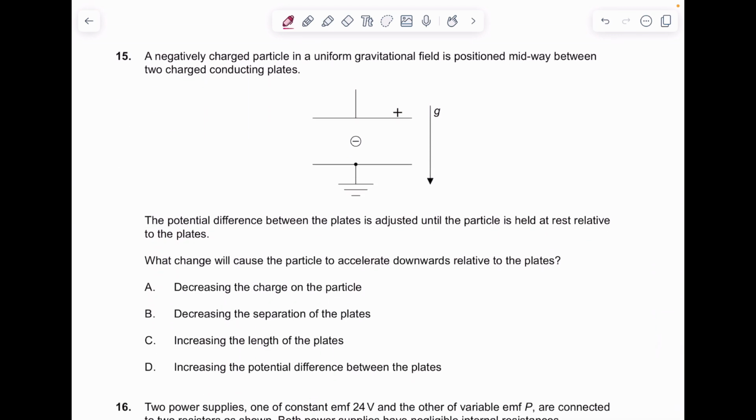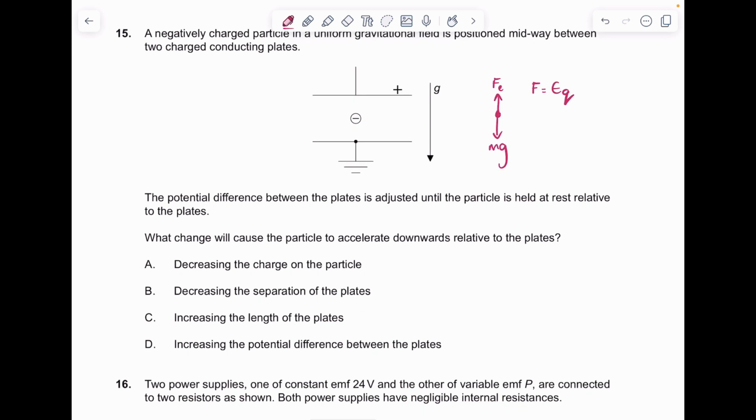Question 15, we've got a negatively charged particle in a uniform gravitational field positioned midway between two charged conducting plates. The PD is changed until the particle is held at rest. So if it's being held at rest, we've got two forces working on it here. We have the weight of the particle acting downwards, and then we have the force from the electrical attraction to the positive plate acting upwards. Now F is equal to EQ, so it's equal to the strength of the field multiplied by the charge, and obviously the weight is equal to mg.